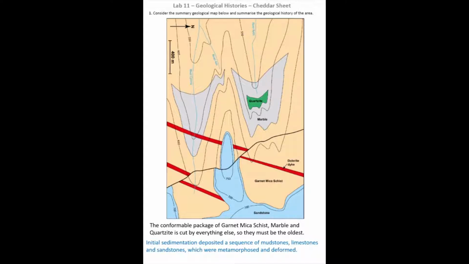You can see that those aren't flat-lying rocks. You can see that the contacts between them cut across the topography. So these originally horizontally bedded sedimentary rocks must have been metamorphosed and deformed. That's our first bit of geological history.